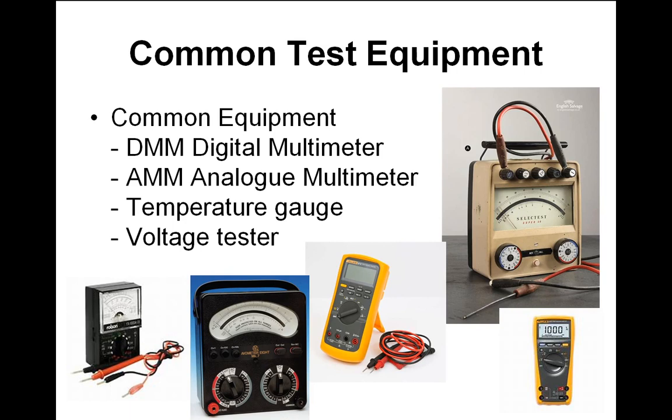We're going to be looking at some test equipment, and we've got some common test equipment here. We're going to look a little bit into the historical side as well. So common equipment which you find today is the DMM, which stands for Digital Multimeter. And you'll have seen it at the PMC. We've worked with DMMs quite a lot. We've also got an AMM, which is an analog multimeter. And you can see some of them here.